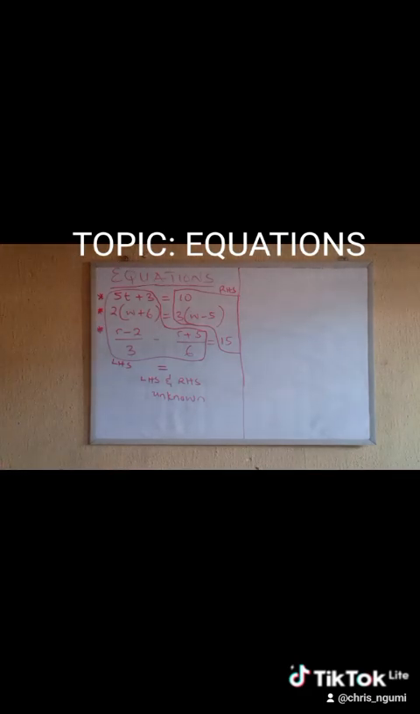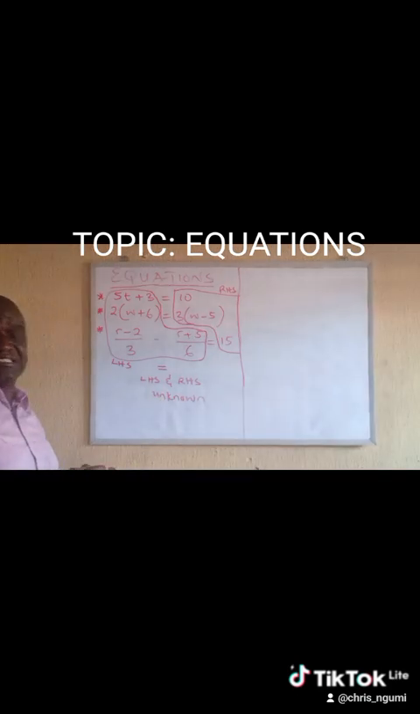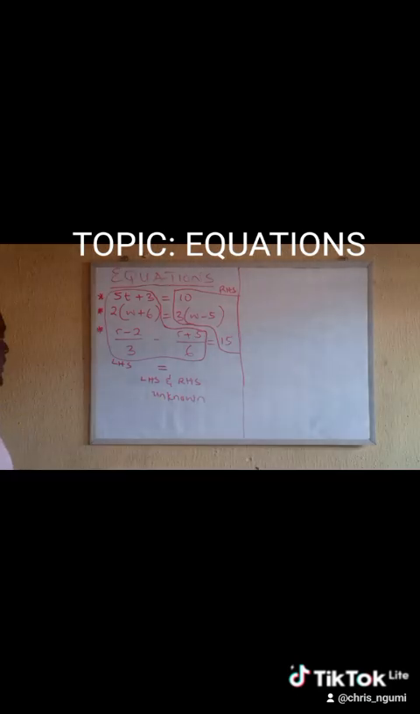Now let's look at the last ingredient, which is the unknown. The unknown, we said, is the alphabet in that equation. If you look at the simple equation, what is the unknown there? The unknown is t. If you look at the equation with brackets, what is the unknown there? The unknown is w. If you look at the equation with fraction, what is the unknown there? The unknown is r.